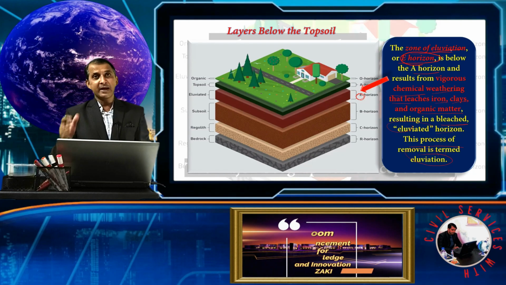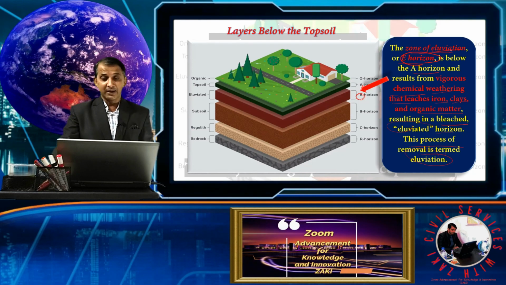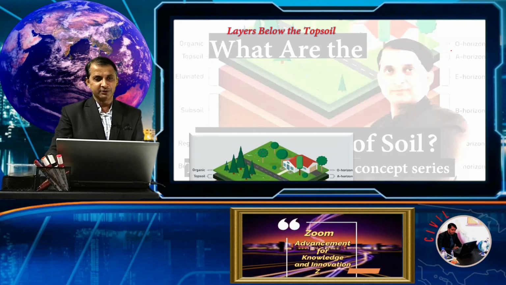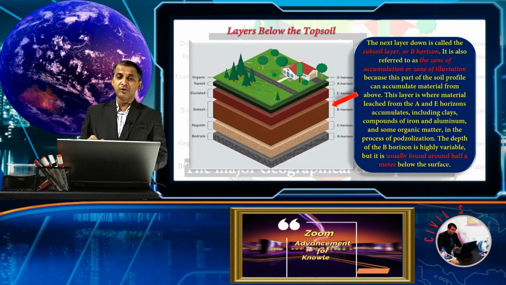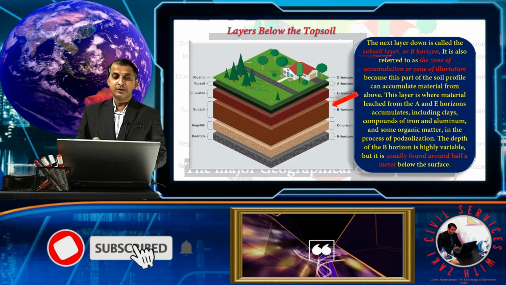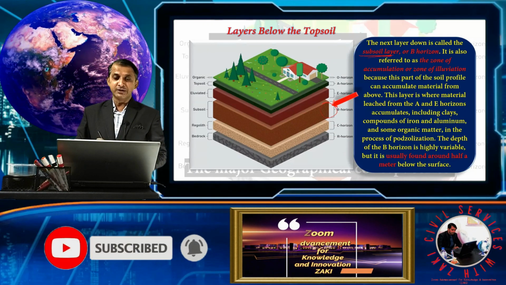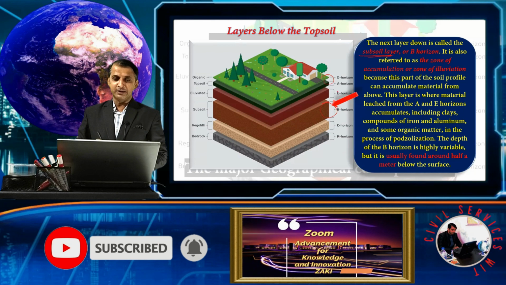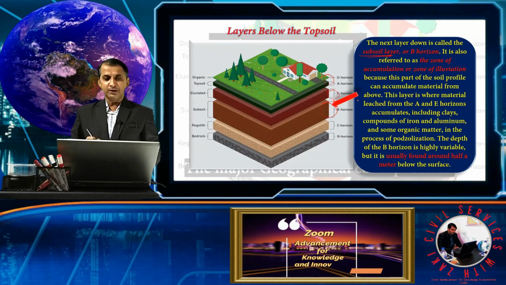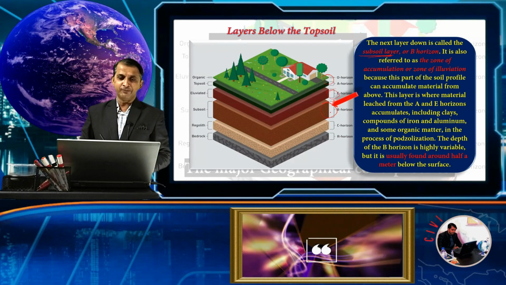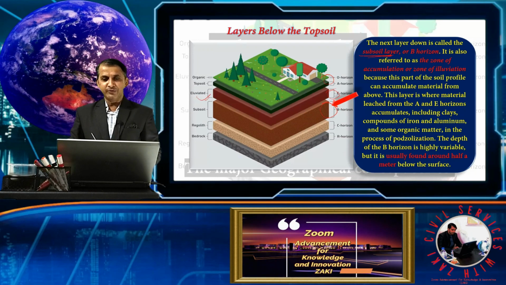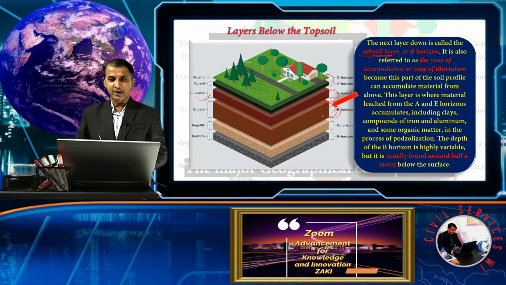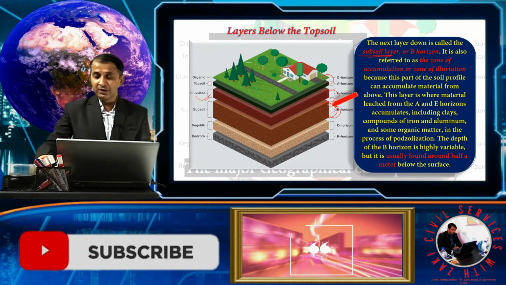Below this layer you can find our B horizon. See here, the next layer down is called the subsoil. So now you can reach the subsoil. It is a zone of illuviation, where materials leached from above accumulate, and it is the B horizon. So it is called the B horizon.